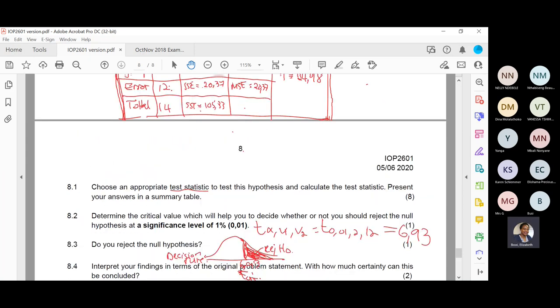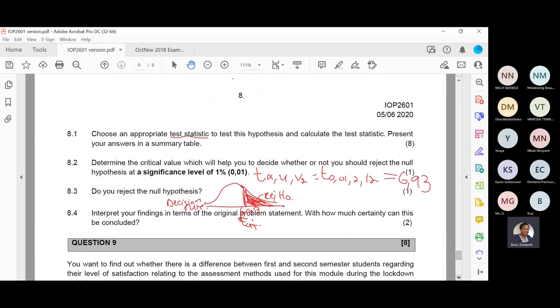So now our test statistic is 24.98. It will fall in the rejection area. So the question is, do you reject the null hypothesis? And you can say, your F statistic equals 24.98, which is greater than your F critical value of 6.93. Therefore, we reject the null hypothesis. I don't have to write it in full if I write it in symbols. We reject the null hypothesis. That is the decision you make.